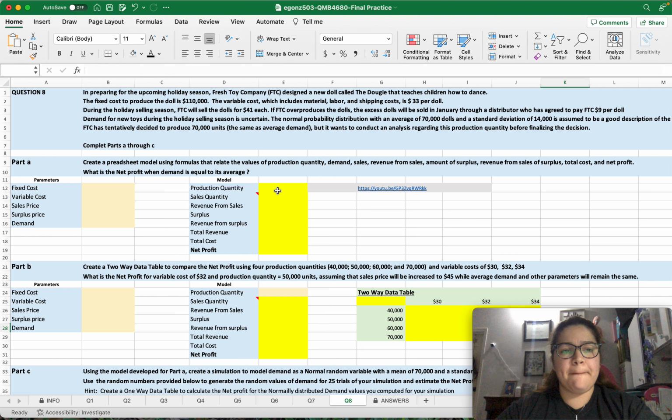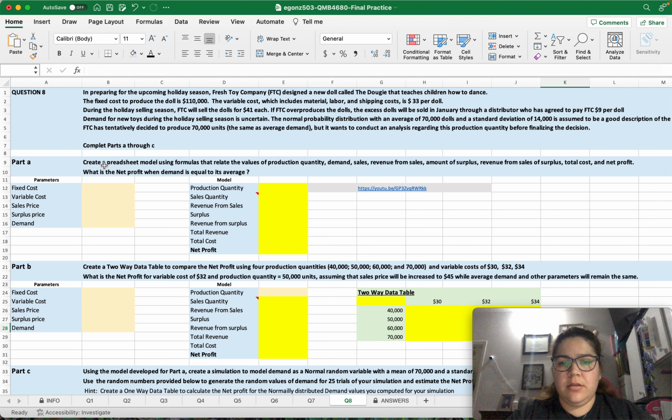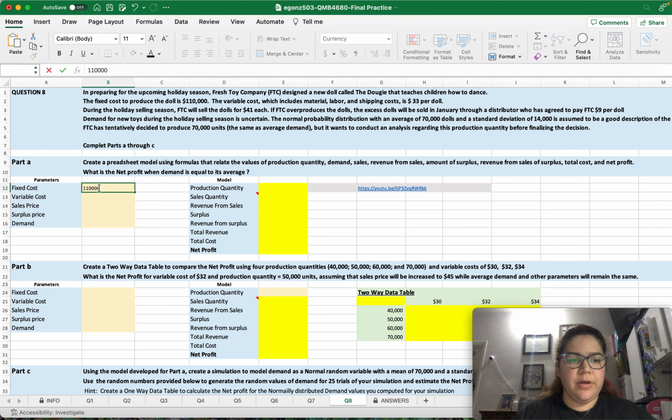It says, in preparing for the upcoming holiday season, Fresh Toy Company, FTC, designed a new doll called the Doggy that teaches children how to dance. The fixed cost to produce the dolls is $110,000. So here's my first value. I'm going to go ahead and key it in.